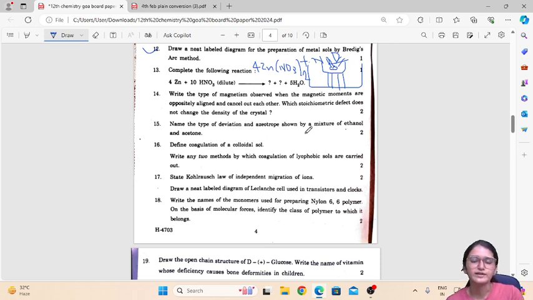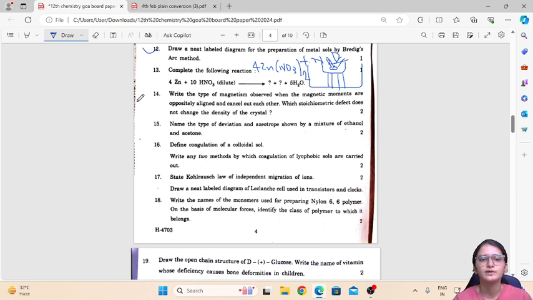Okay, next is what type of magnetism is observed when magnetic moments are oppositely aligned and cancel out each other. Now in the solid state chapter, at the end we have this concept of semiconductors, in that magnetisms are given. So which type of magnetism can we observe when magnetic moments are oppositely aligned? There are 3 types basically which are given with the diagrams: ferromagnetism, antiferromagnetism and ferrimagnetism. Whenever they cancel out each other, it comes under antiferromagnetism. So in that, magnetic moments cancel each other.